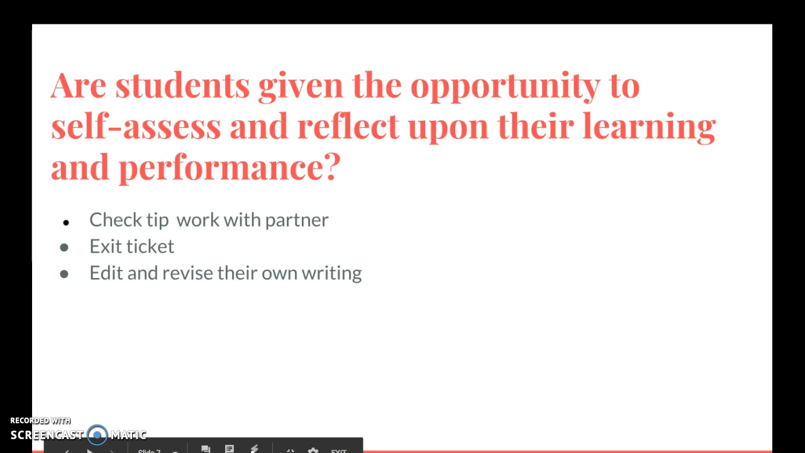For the self-assessment that my students were given, they were checking their work as well as their partner's work, and then they were helping their table groups as well. They had the exit ticket where they could revise their learning and thinking and tell me how they felt about the understanding of finding a percent of a number. And then they also had the chance to edit and revise their own writing as well.